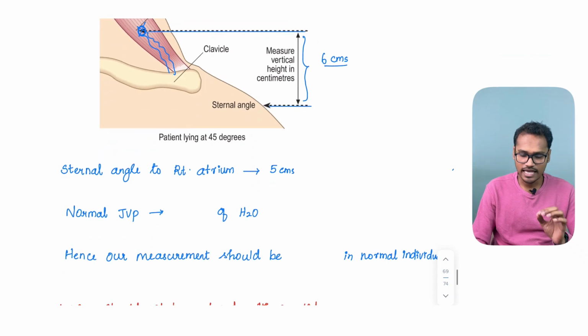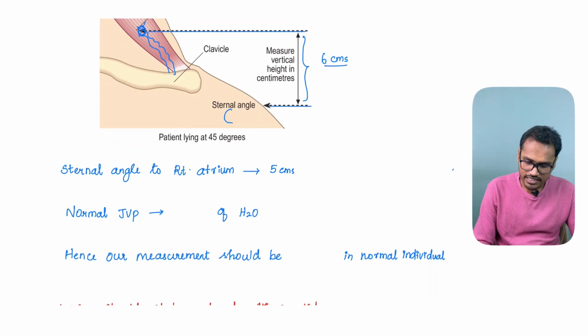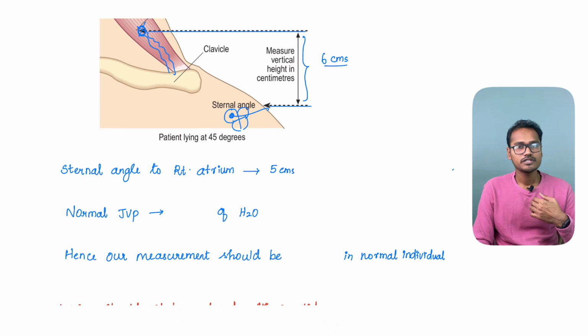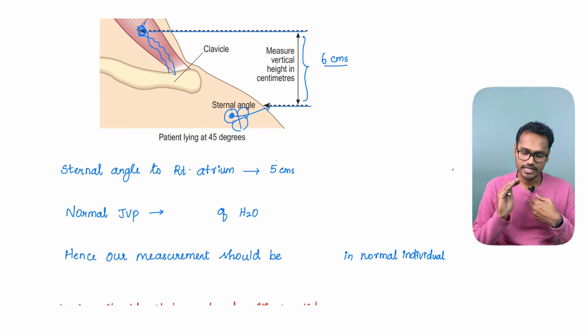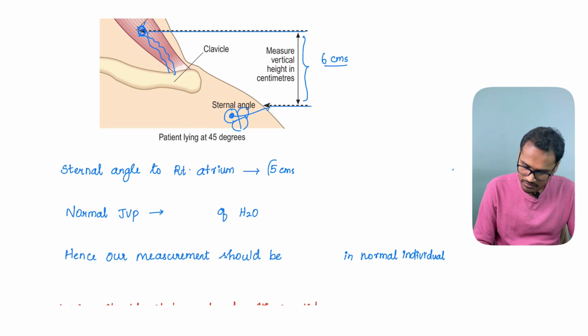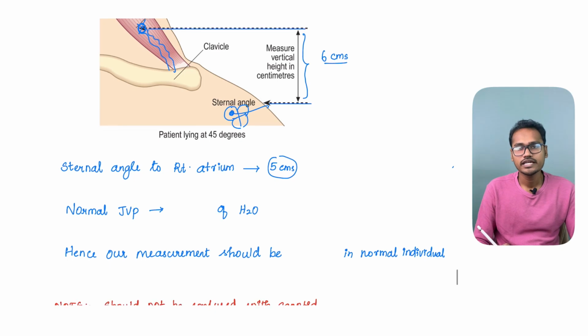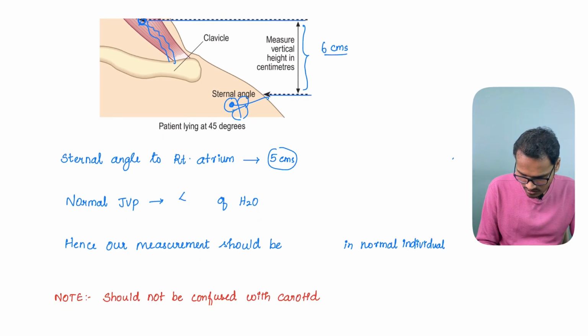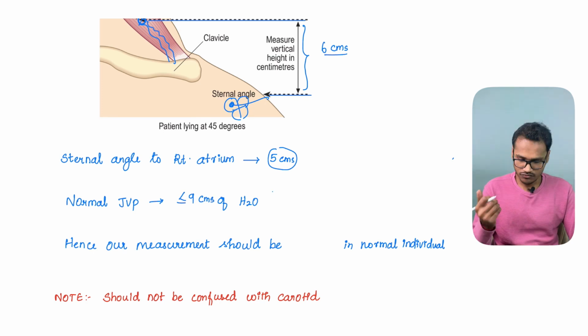So from the sternal angle, the right atrium, we are not placing the scale directly on the right atrium. The right atrium is somewhere deep inside. So the usual distance between the sternal angle and the right atrium is around 5 centimeters. So whatever measurements we are getting, we have to add 5 to it because we are calculating it from the right atrium. So the normal JVP is generally less than or equal to 9 centimeters of H2O, 9 centimeters of water.